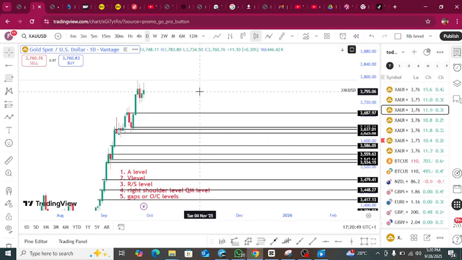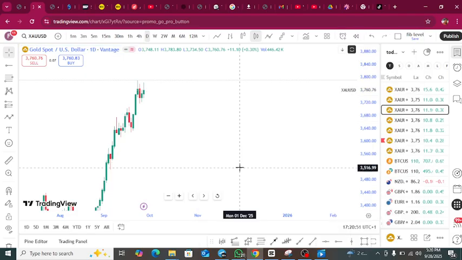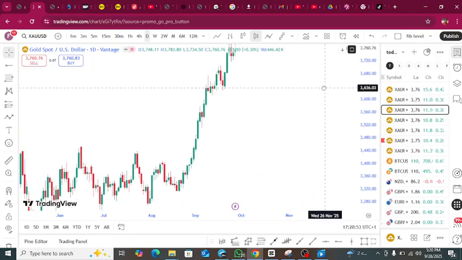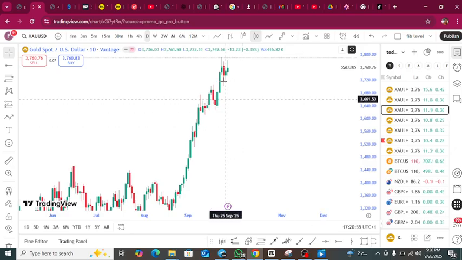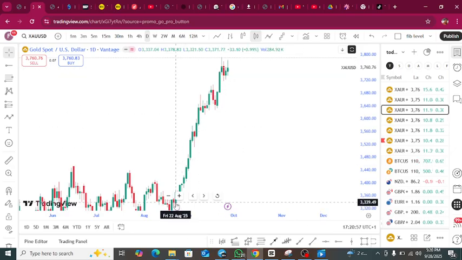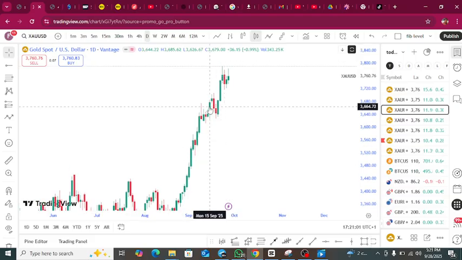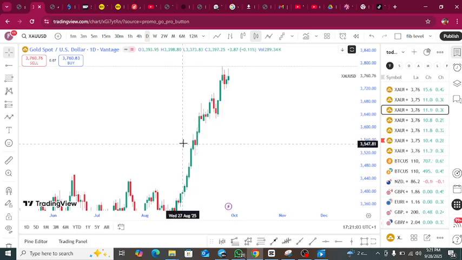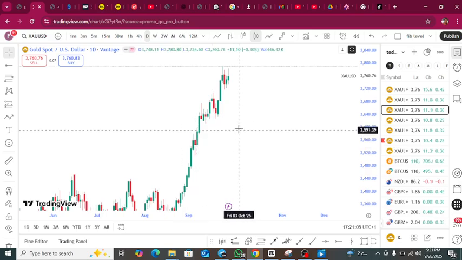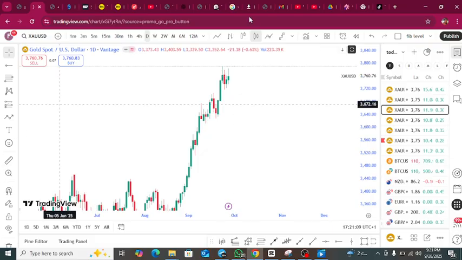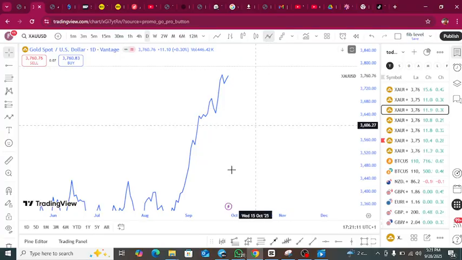Let me remove all the drawings first. In order for you not to have cluster lines, look at the current swing. This is the current swing on gold. You are just going to mark the levels on this swing. The ones that have been tested already, you may not need to consider.